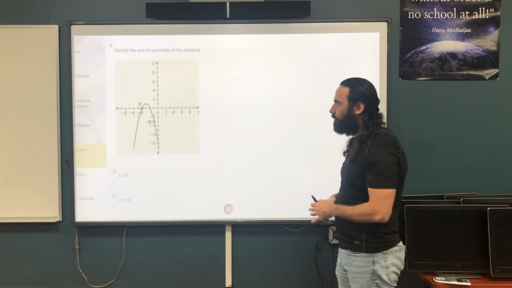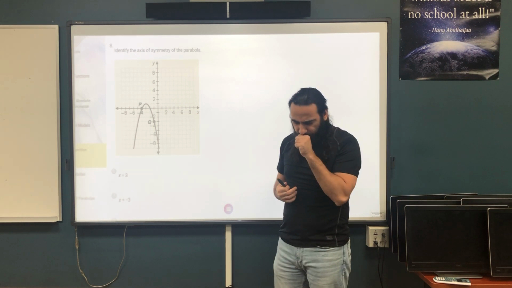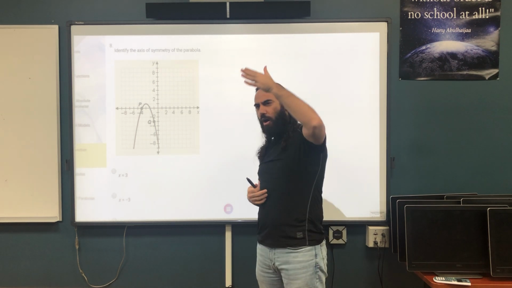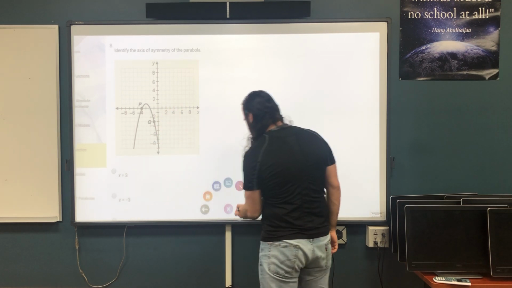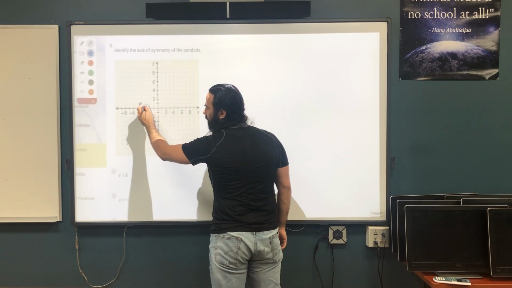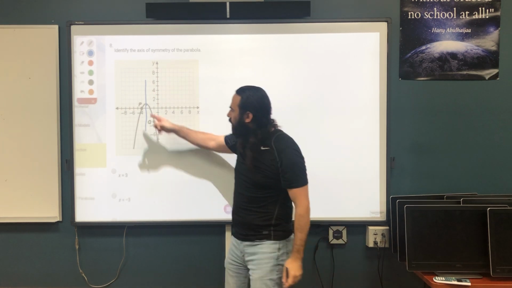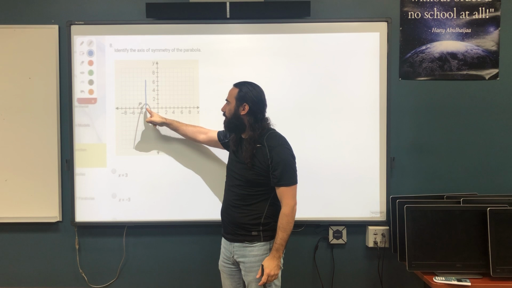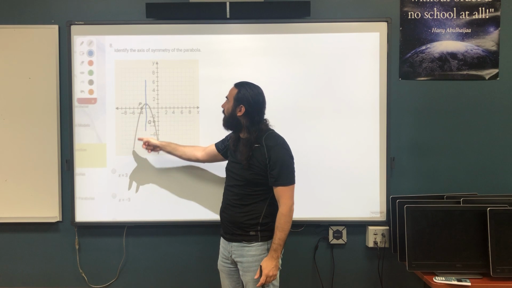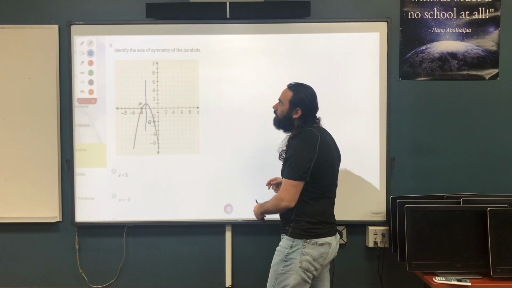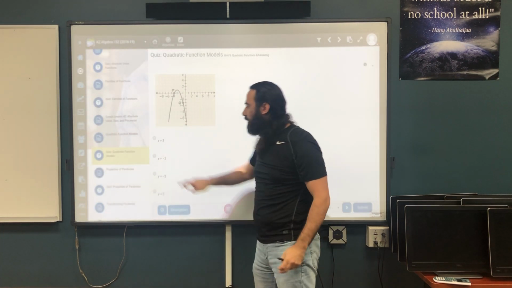Identify the axis of symmetry of the parabola. The axis of symmetry is the line that cuts the parabola into half. So which line cuts the parabola in half? It's this one in the middle. This line. That is the axis of symmetry. So where does it cut it? At x equals how much? -3. So when x equals -3, this line cuts the parabola into half. That means that this one will be the axis of symmetry. So x equals -3. So the answer will be the second one.